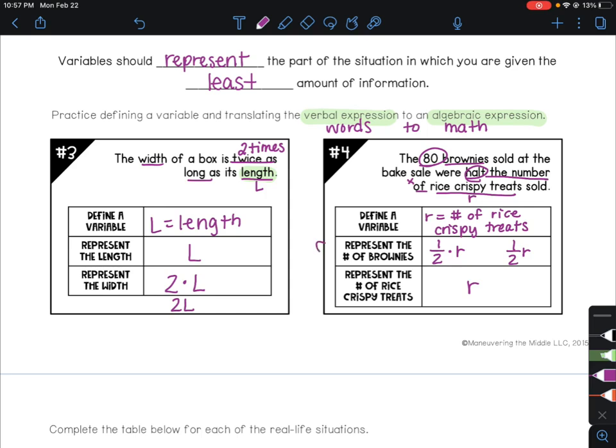And yes, it is true that the number of brownies is 80. So it is possible for you to actually fill in that 80 and solve this, but it's something that we're not quite at yet. It would look like this, and you'd actually have to solve the equation to get the final answer. If we knew R, it would be a lot easier, because we would just take half of it, and that would give us the number of brownies.